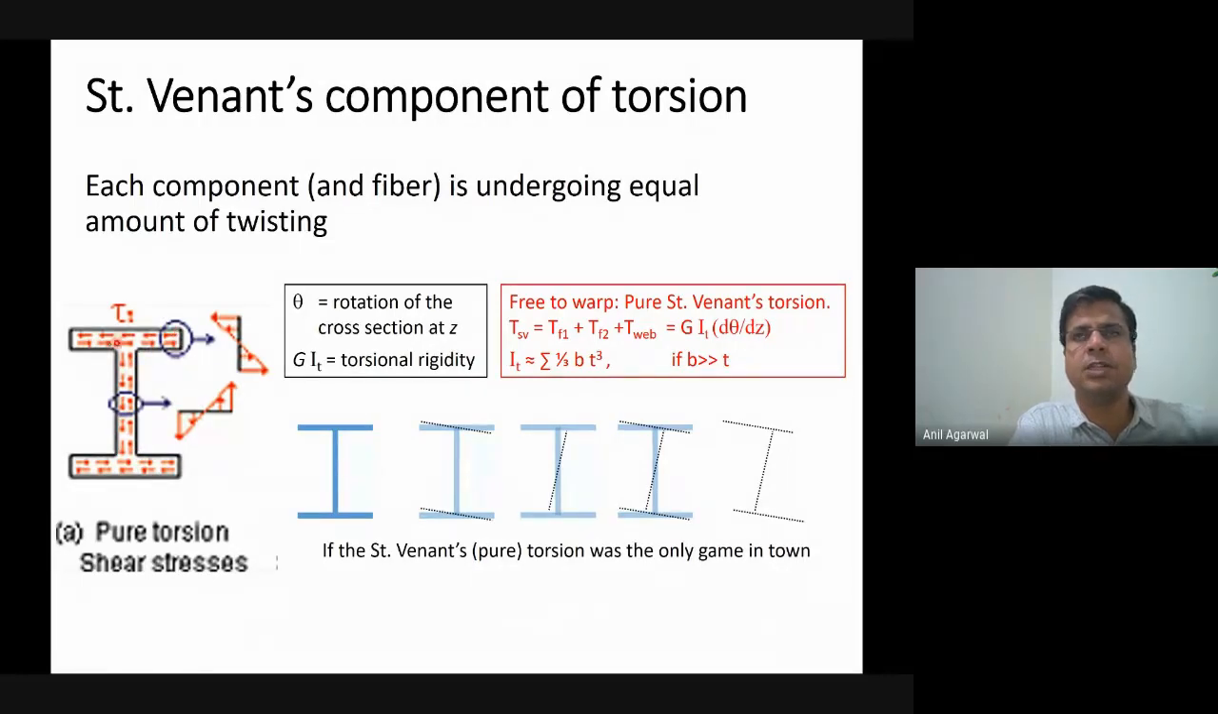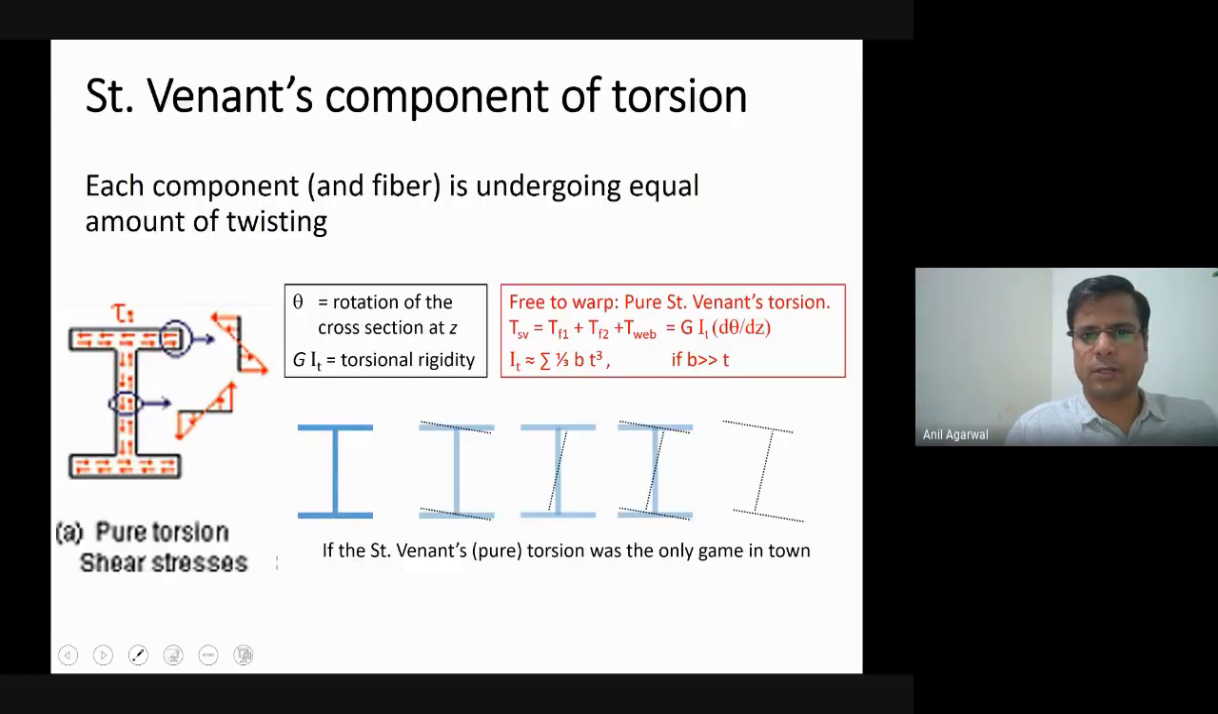So each flange is twisting in itself. You can think of each fiber twisting, and when you combine all these fibers to make the flange or the web, then each flange is twisting, right? You understand?